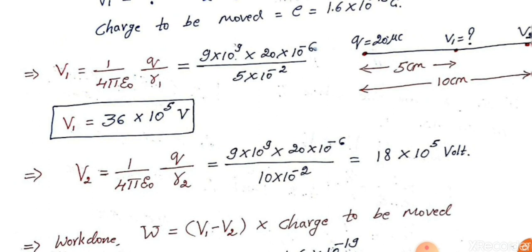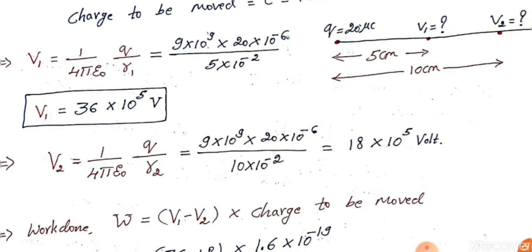Next, similarly find V2. With a small change, we have to change the distance to r2. The distance from the charge q to the point V2 is 10 centimeter. So r2 will become 10 into 10 power minus 2.